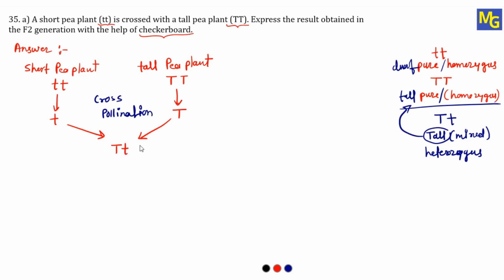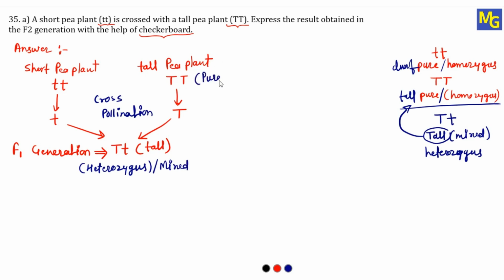Now see, this will show the character tall. All the progeny in this generation, this is called the first generation, that is F1 generation. So in the F1 generation, whatever progeny we are going to get, all will show tall character, but this is not pure. One is capital T, one is small t. Therefore, this is heterozygous, or we can say mixed. It is not pure. But these both were pure.